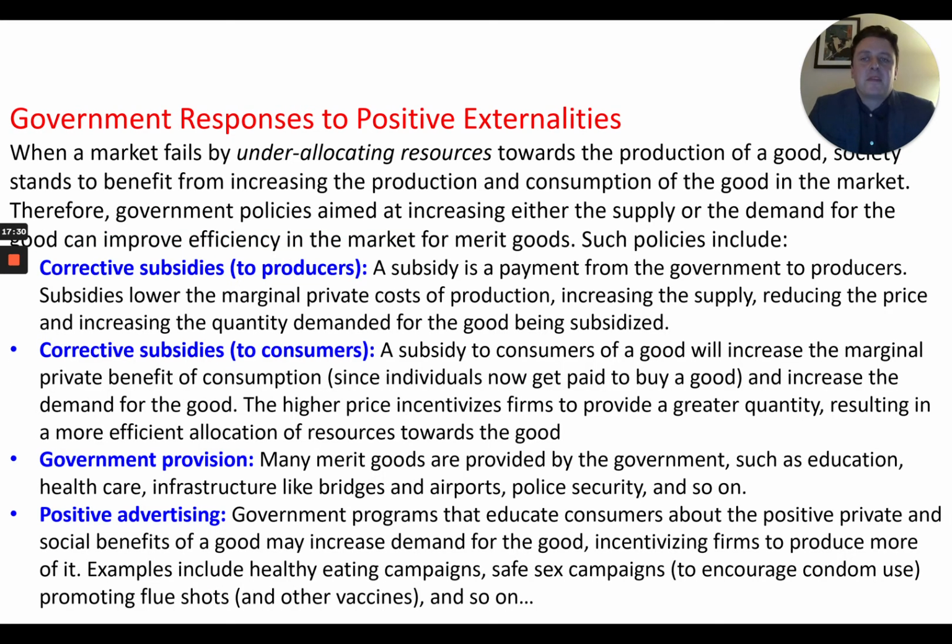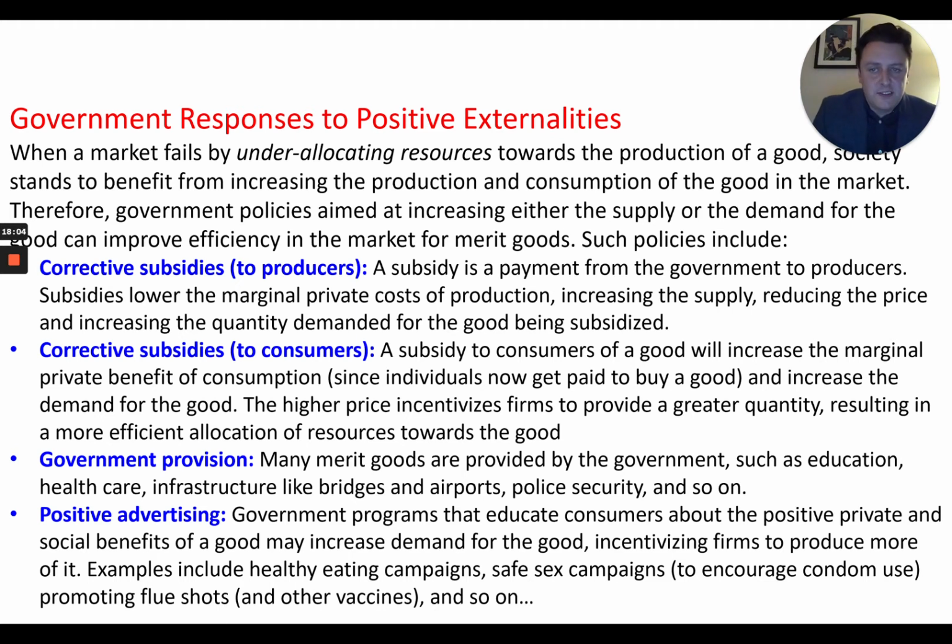So, the government response to positive externalities. When the market fails by underallocating resources towards the production or consumption of a good, society stands to benefit from increasing the production and consumption of this good. So the government can use policies aimed at increasing either the supply or the demand for the goods, and can improve efficiency in this market.